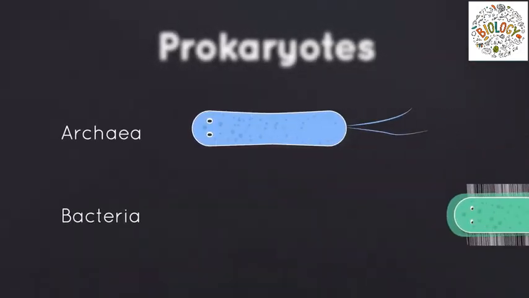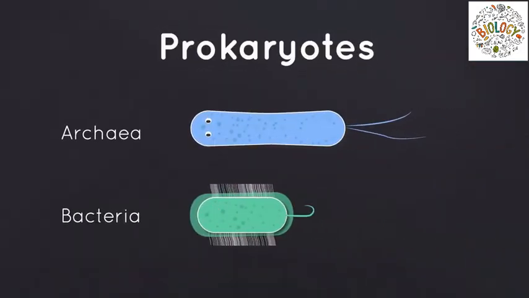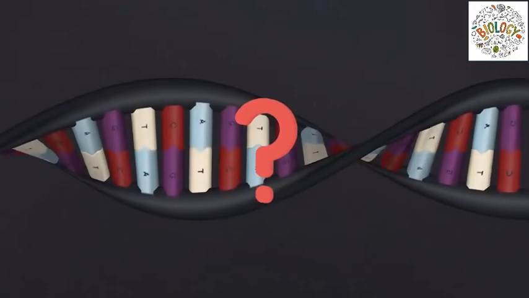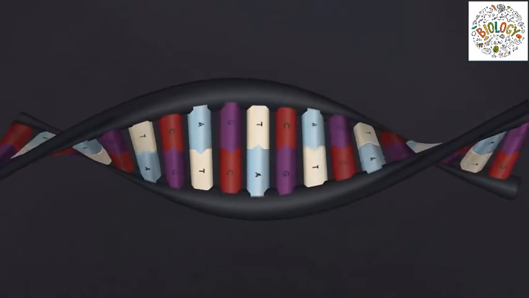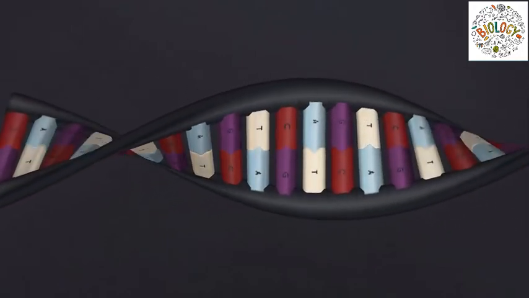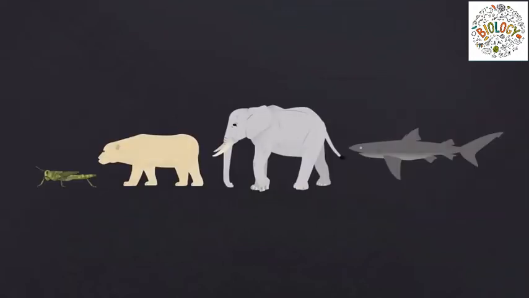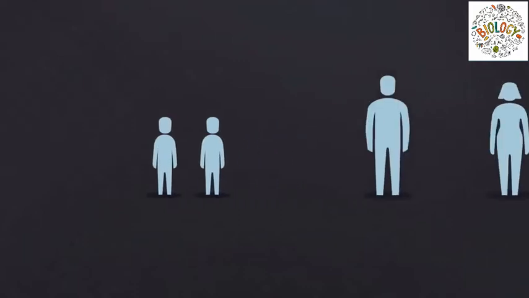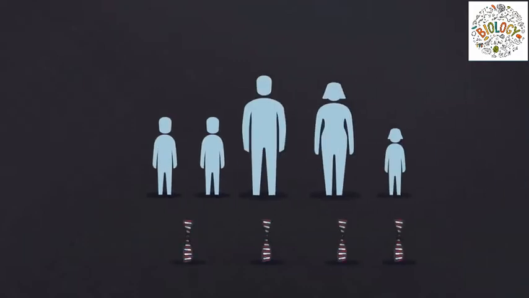Archaea and bacteria are prokaryotes, and because they do not have nuclei, their DNA is located in their cytoplasm. So what is DNA? It is a large, complex molecule that carries the genetic information that determines the characteristics of living things. And other than identical twins, we all have our own unique DNA.